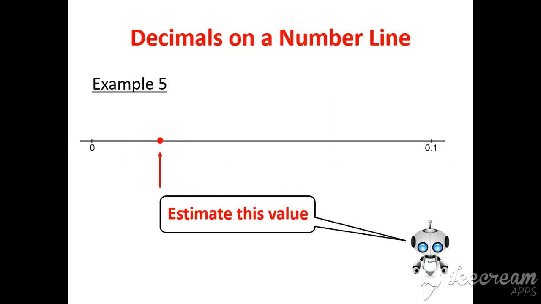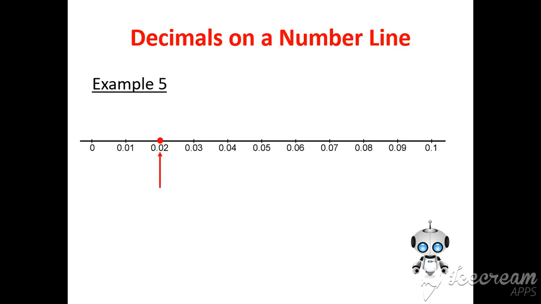All right, finally, let's estimate this value. It's between 0 and 1. So we're going to try and break it up into hundredths, actually. So it's going to be 0.01, 0.02, 0.03, all the way up to 0.1. And so this would have been 0.02 as a guess.